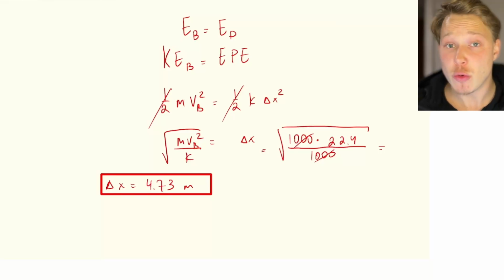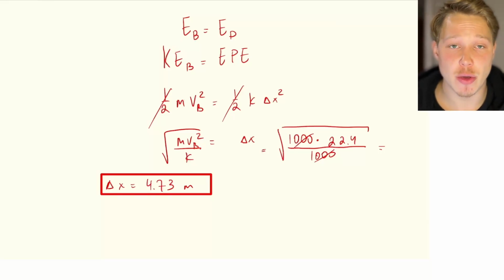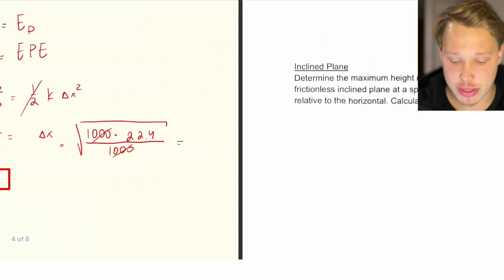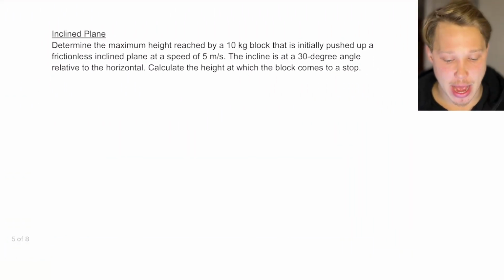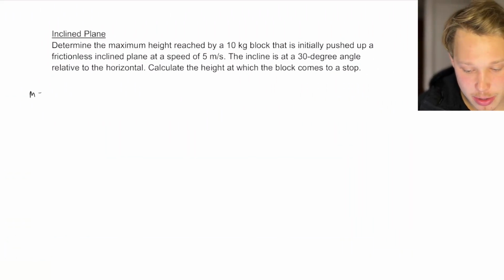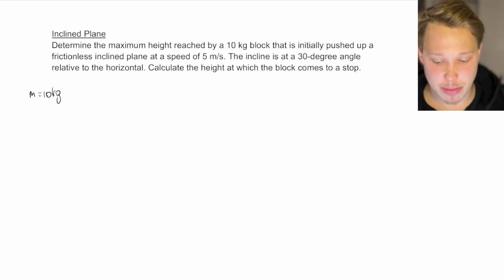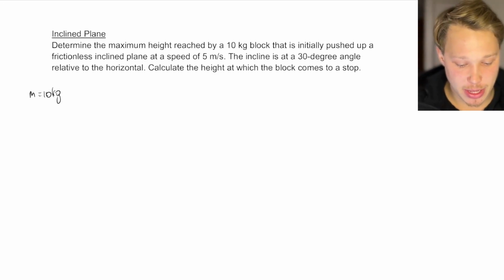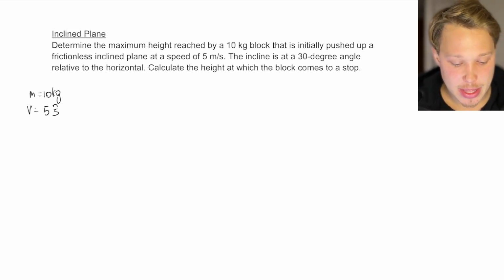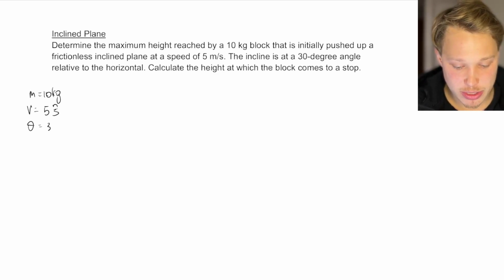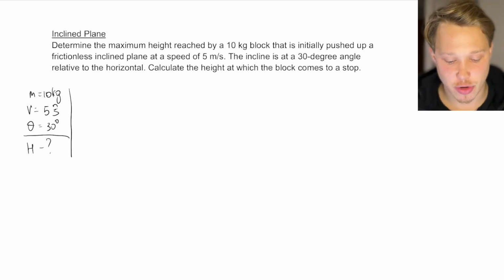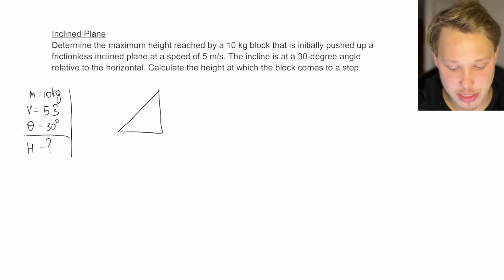Now, let's take a look at one last very quick problem that will demonstrate another application of potential and kinetic energy. So this one: determine the maximum height reached by a 10 kilogram block that is initially being pushed up a frictionless inclined plane at a velocity of 5 meters per second. The inclined plane is at a 30-degree angle relative to horizontal. Calculate the height at which the block comes to a stop. So don't be scared by the incline part of this, because this is actually going to be a pretty fast problem.